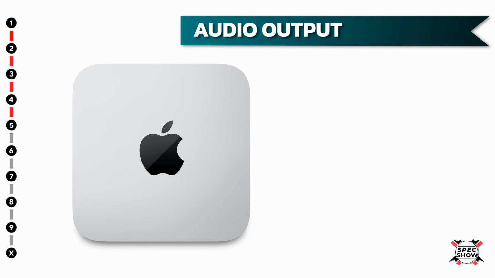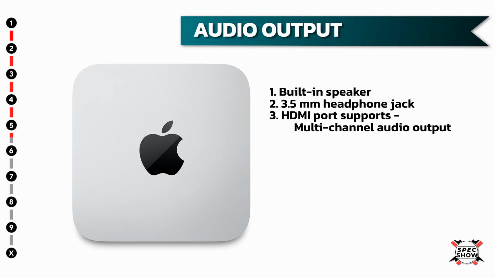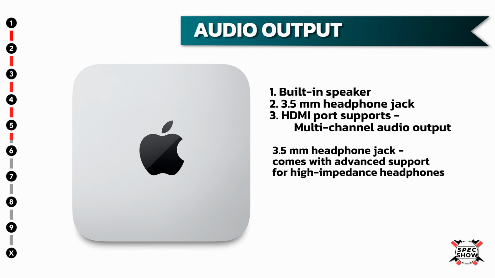The Mac Studio comes with built-in speakers, a 3.5mm headphone jack, and an HDMI port that supports multi-channel audio output. Also, the 3.5mm headphone jack comes with advanced support for high impedance headphones.